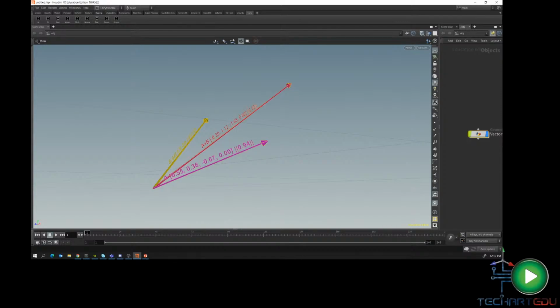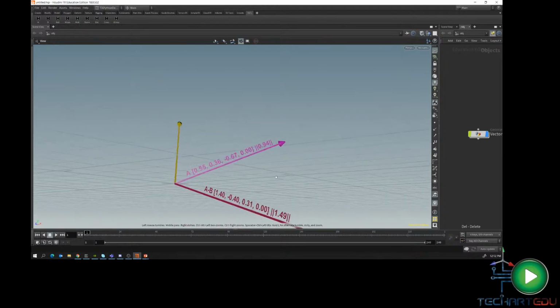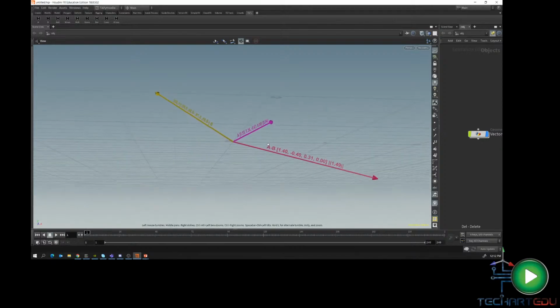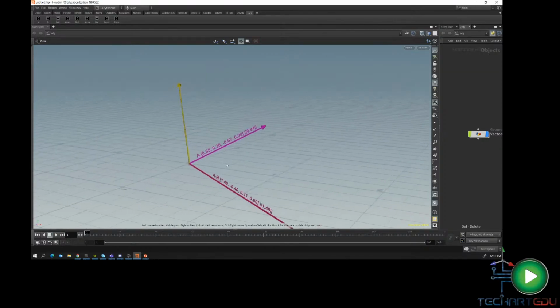We've got these two vectors here. Now, what if we wanted to subtract a minus b instead of a plus b? Come on, click away. There we go. As you can see, the results are radically different. They're much different.